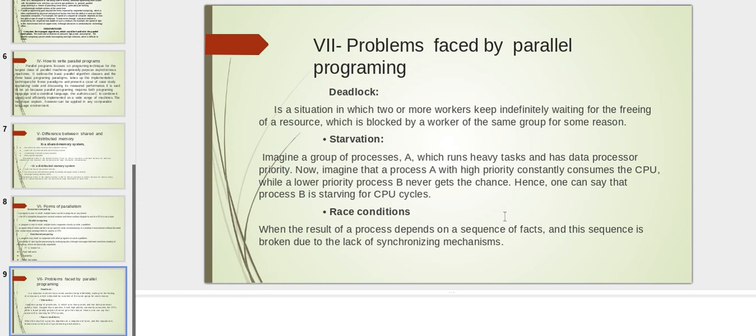We have what we call race conditions, when the result of a process depends on a sequence of events, and this sequence is broken due to the lack of a synchronizing mechanism. Here we're just talking about a dependence. You depend on the result of another process due to the sequence. You don't know when it starts nor when it ends, so it is really a problem faced by parallel systems.